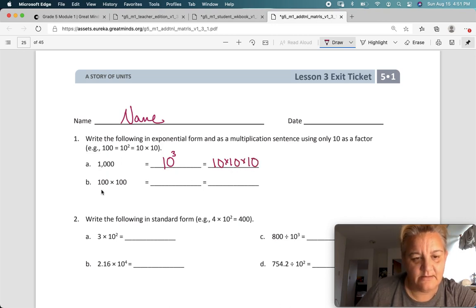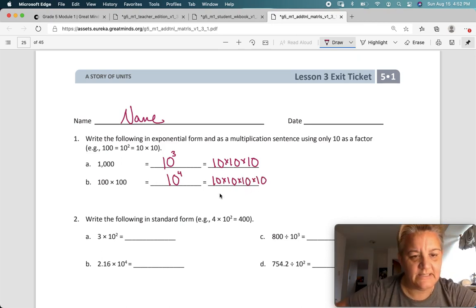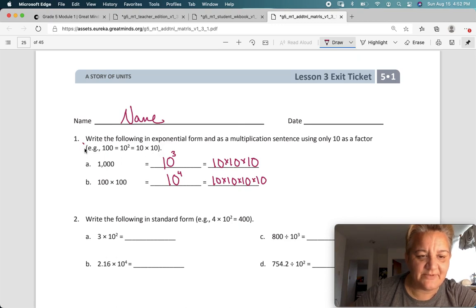Okay. Now here, I have 1, 2, 3, 4 zeros. So I'm going to say 10 to the 4th, which equals 10 times 10 times 10 times 10. All right, and you can really follow the example that they gave you. I sure did, because sometimes when you read the directions, you're not quite sure what they're asking.